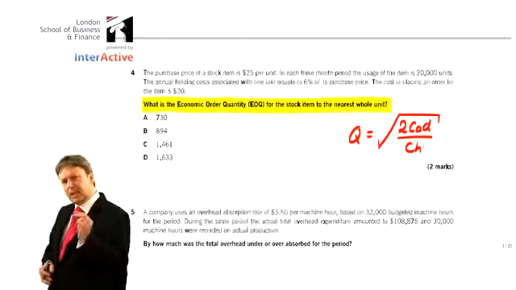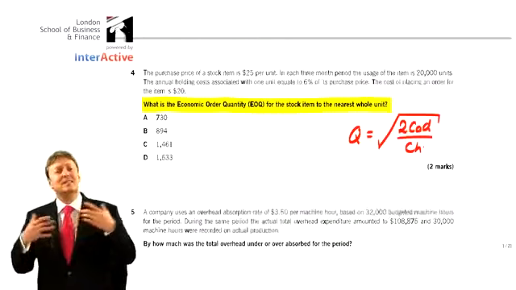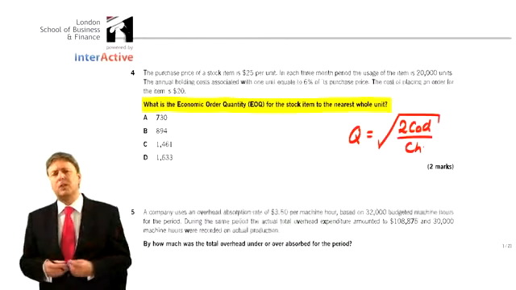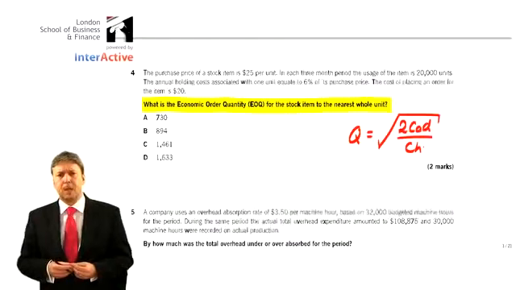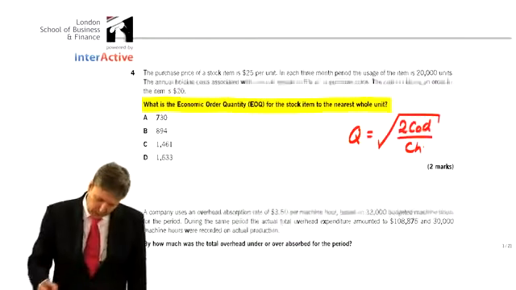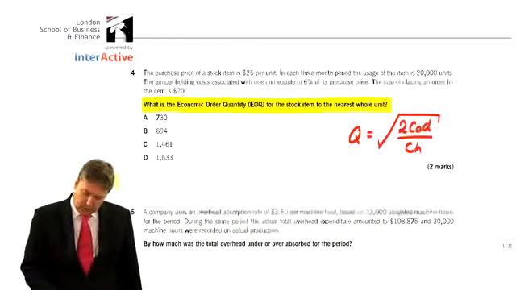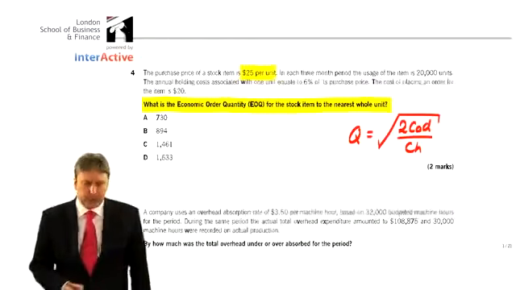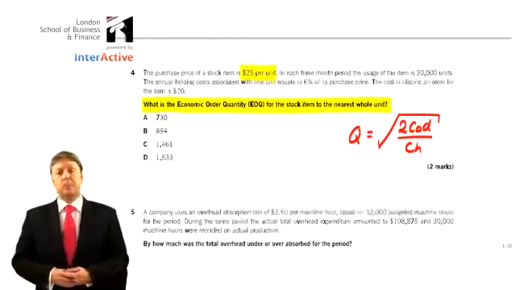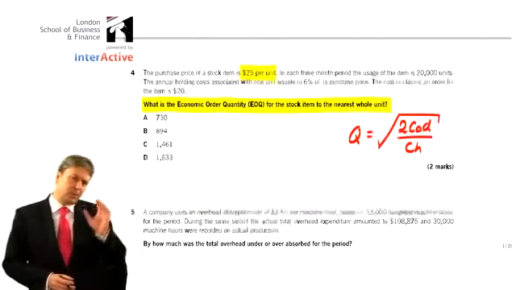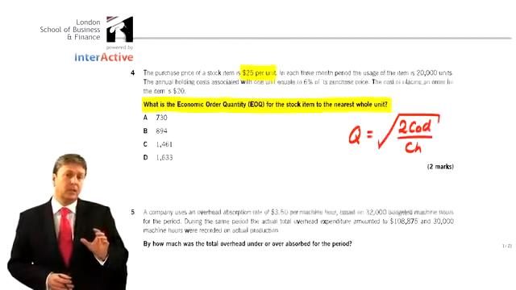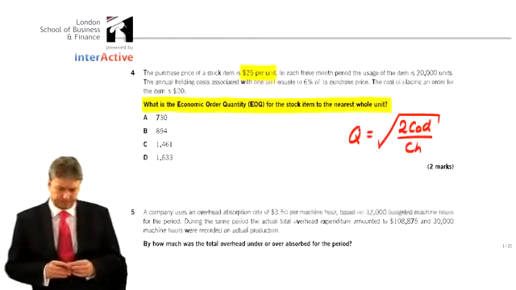We've just got to be slightly careful that your examiner may decide to give you the information in a slightly awkward way. Let's read through. The purchase price of the stock item is $25 per unit. Is the purchase price required in the formula? Well, the answer is no. But of course, the purchase price could be forming the basis of one of those costs, either CH or CO, that we have in the order.